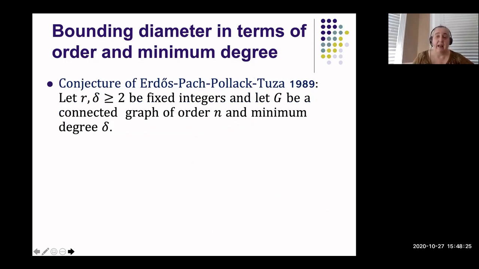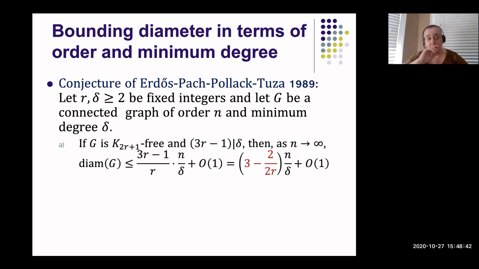So Erdős, Pach, Pollack and Tuza, quite a bit of time ago, conjectured that you can actually improve this bound if you exclude a large enough clique in the graph. They made the following conjecture. If the graph, in addition to having minimum degree delta and order n, doesn't have a complete subgraph of size 2r plus 1, and 3r minus 1 divides delta, which is a technical condition that they put in, then the diameter is at most (3r minus 1) over r times n over delta plus big O(1).